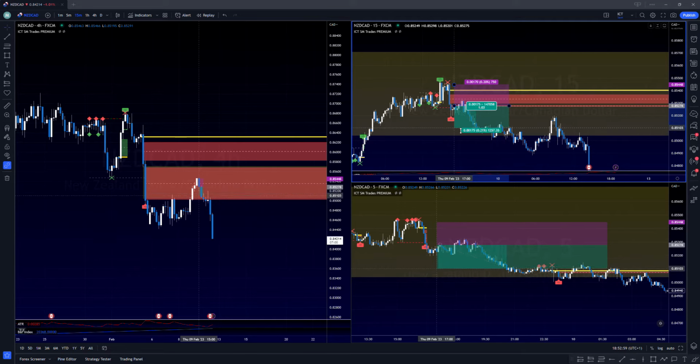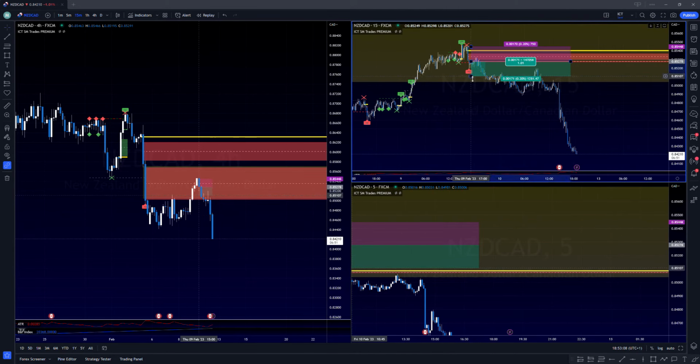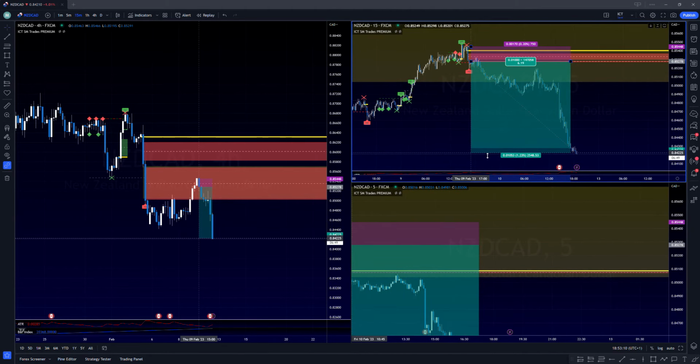At 1-to-1 risk reward ratio, I would go break even. I would set the stop loss to break even, and then it would be a nice short trade up to 6 risk reward ratio. You can have multiple take profits on this trade.